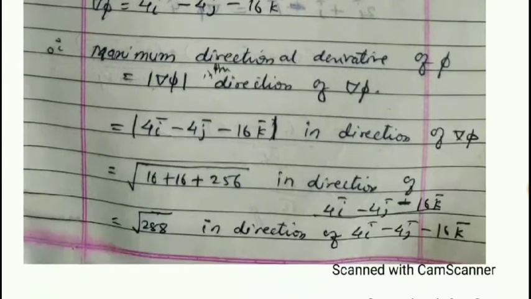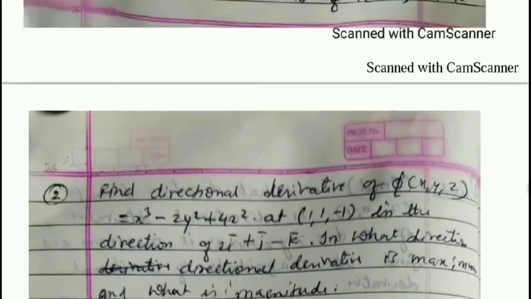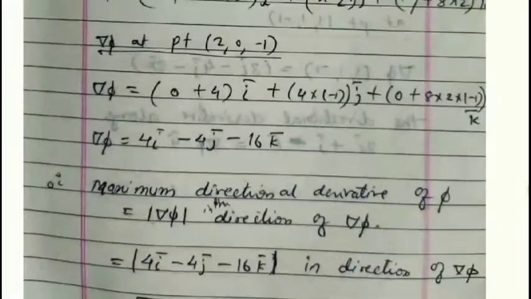Magnitude means under root of coefficient of i square plus coefficient of j square plus coefficient of k square. So here coefficient of i is 4, the square is 16, plus coefficient of j is -4, square is 16, and coefficient of k is -16, square is 256. So the maximum directional derivative of phi is root 288 in the direction of 4i minus 4j minus 16k. So maximum directional derivative means we have to calculate the value of mod del phi.